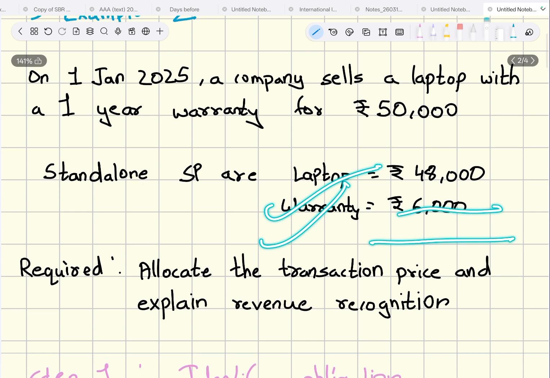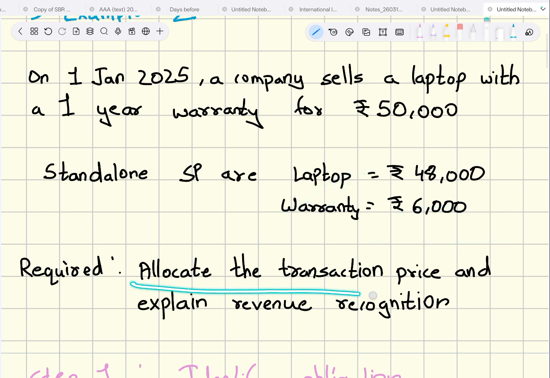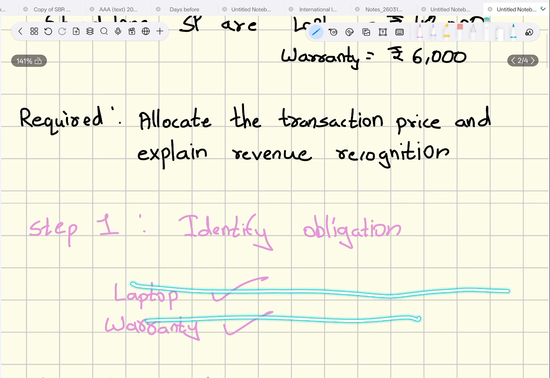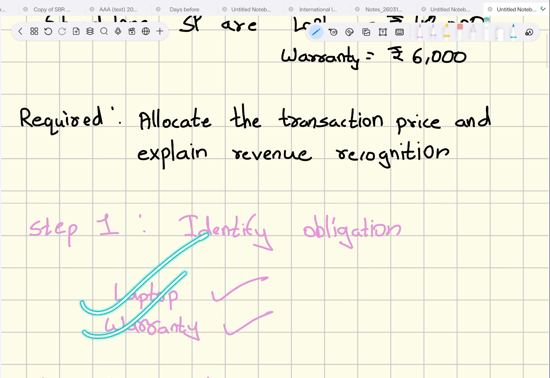So here we have two performance obligations. First is the laptop and the second is the warranty. So what are we required to do? We are required to allocate the transaction price and explain revenue recognition. So what's the first step? Identify the obligations. We have two obligations, which are the laptop and the warranty.